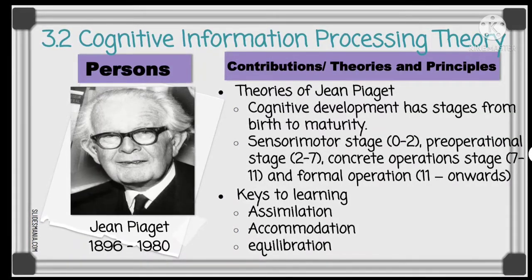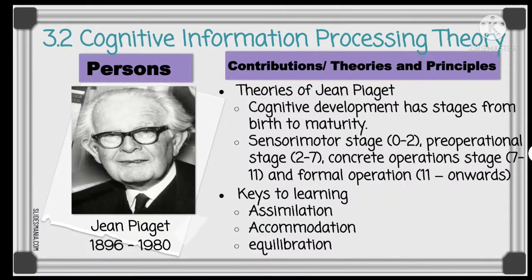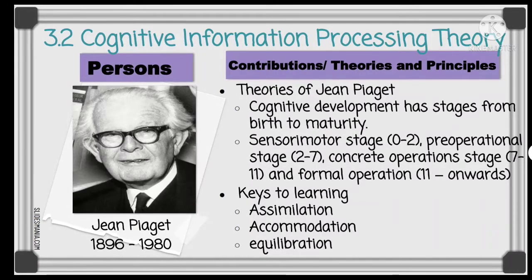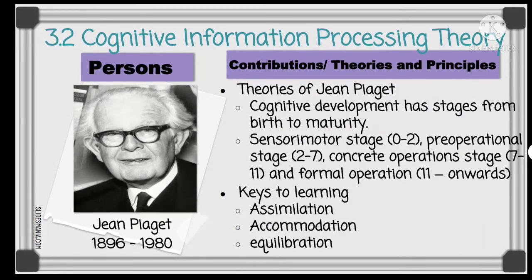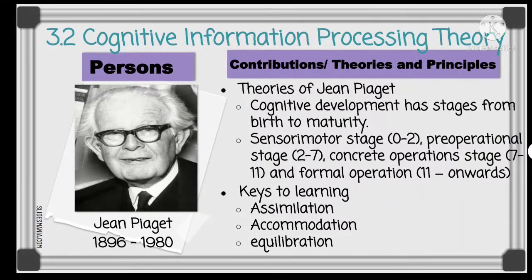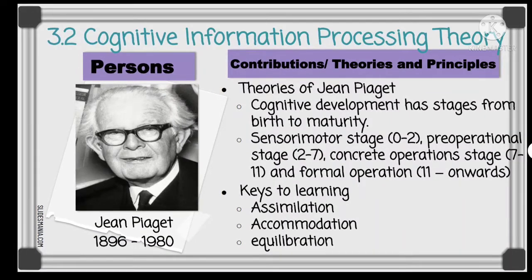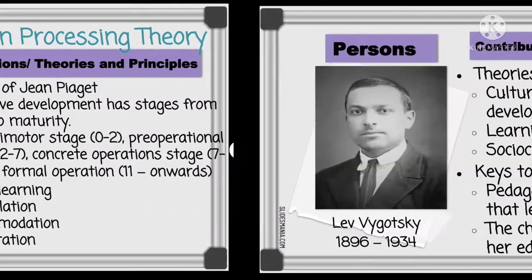So he believed that cognitive development has stages from birth to maturity. So the keys to learning are assimilation, wherein it is the incorporation of new experience; accommodation, the learning modification and adaptation; and equilibration, the balance between previous and later learning.